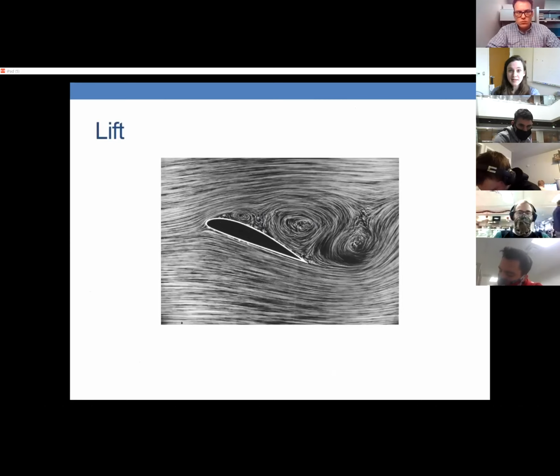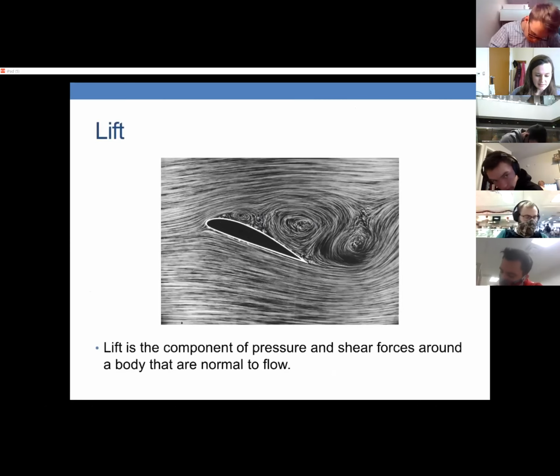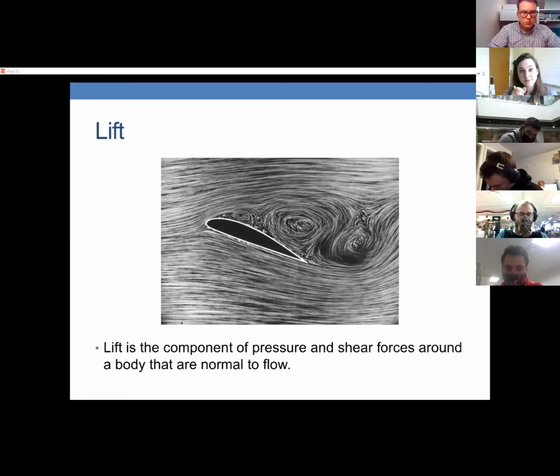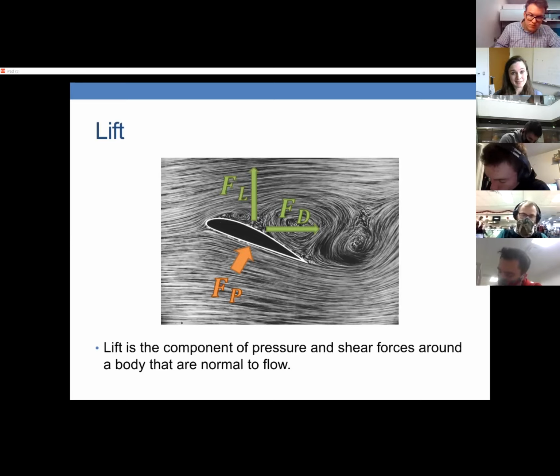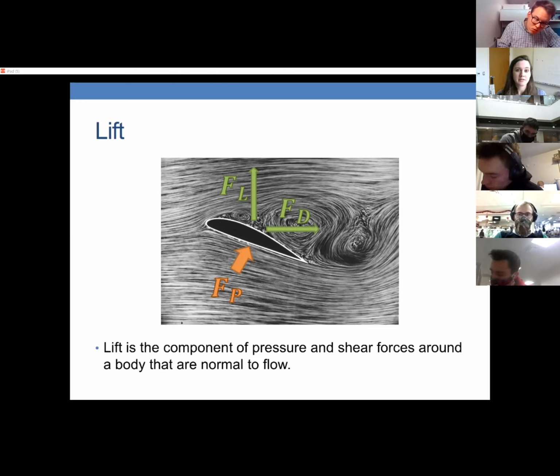Okay. Now let's talk about lift. Lift is the component of those same forces, the pressure forces and the shear forces around an object, that are normal to the flow. Your net force from pressure on this little wing I've shown you is at an angle like this, and you can split it into parallel to the flow, that's drag, and normal to the flow, that's lift. So there actually isn't a fundamental difference between drag and lift. They come from the same fundamental forces. All that changes is which direction they're acting in.